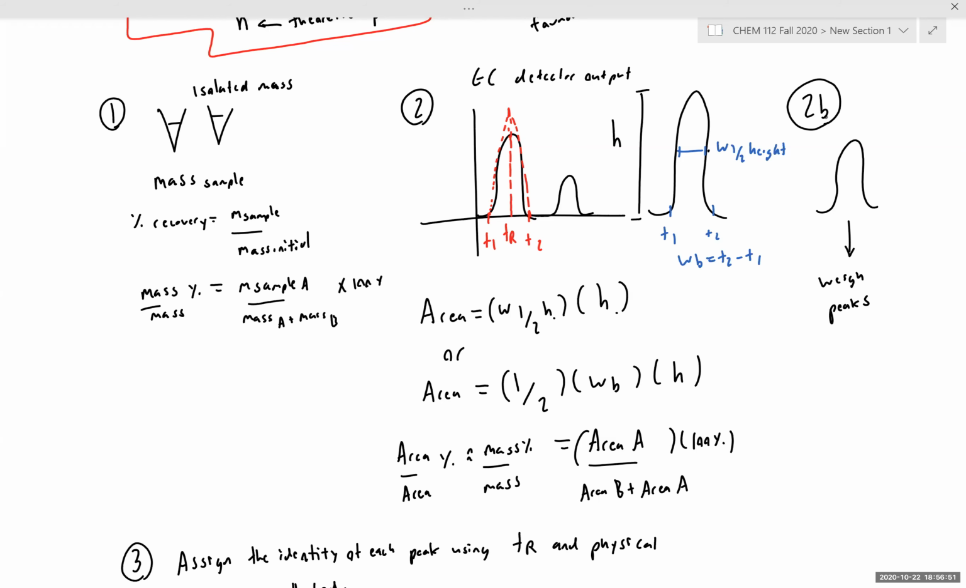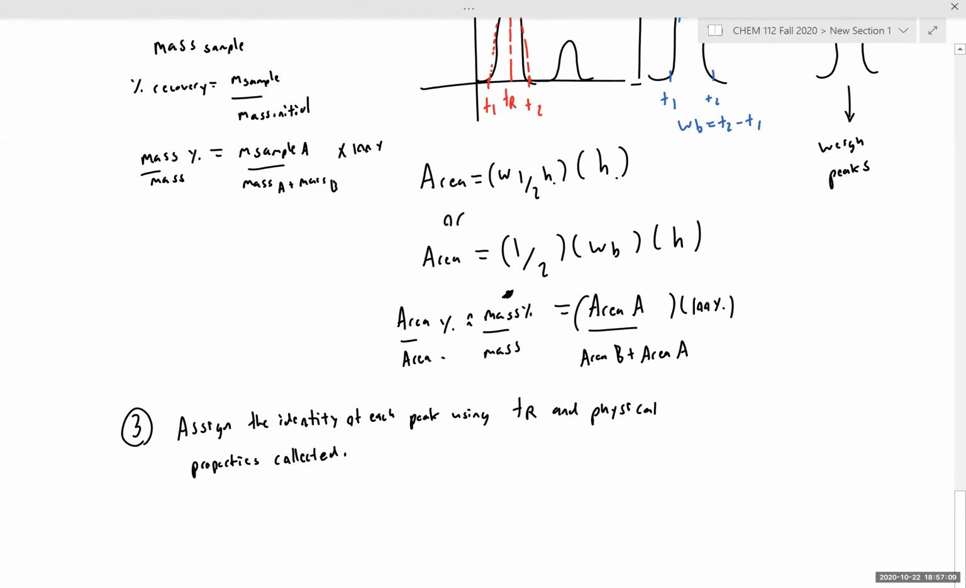Okay, so once you have the areas, you can calculate the area over area percent, which is roughly equal to the mass over mass percent. You'll do that for each of your fractions. Then you'll assign the identity of each peak using the retention time and physical properties collected.